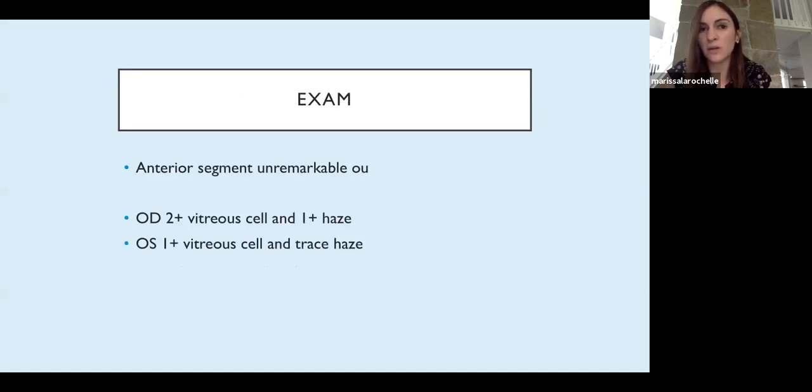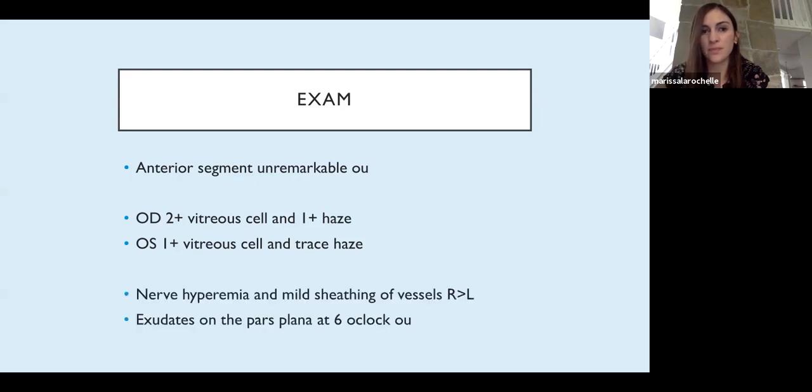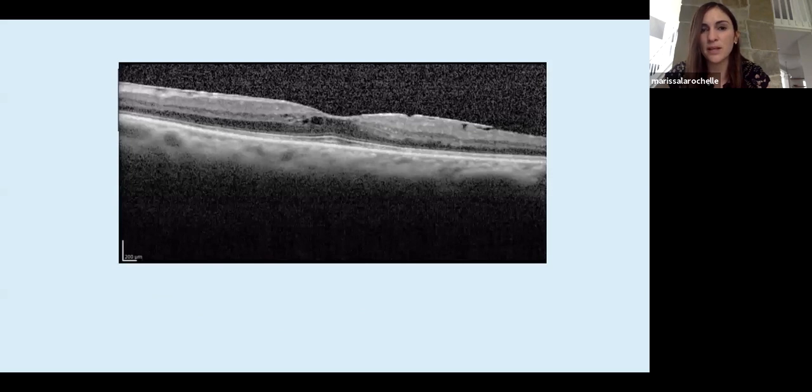Anterior segment is unremarkable. When we look in the posterior segment, we notice 2+ vitreous cell with mild haze in the right eye and 1+ vitreous cell in the left eye. There's some nerve hyperemia and you notice some sheathing of the vessels, and you look at the peripheral retina with scleral depression and you can see some exudates on the pars plana, known as a snowbank. A macular OCT shows a mild epiretinal membrane, some haze, presumably from the vitreous cell, and very mild macular edema.